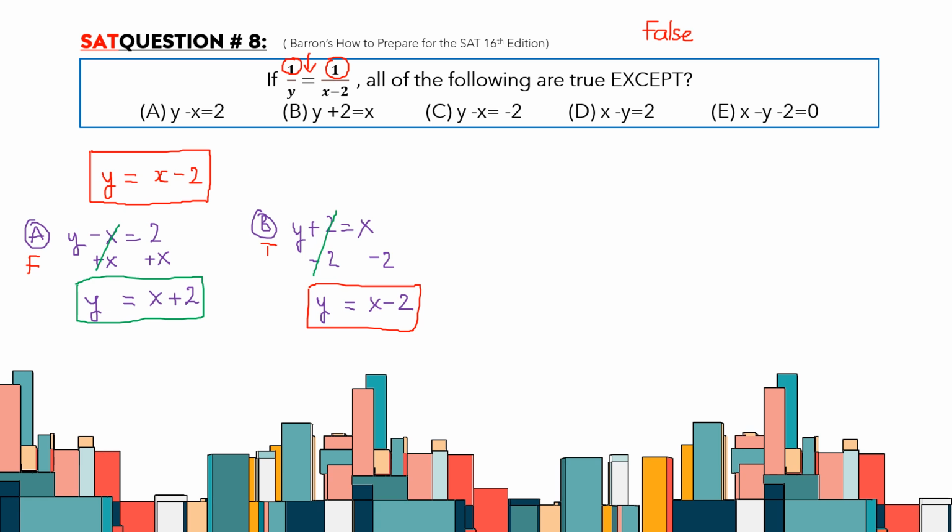Now we check on C. y minus x equals minus 2. Now we isolate y by adding x to both sides. On the left hand side we have y, and on the right hand side x minus 2. And this is the true statement.